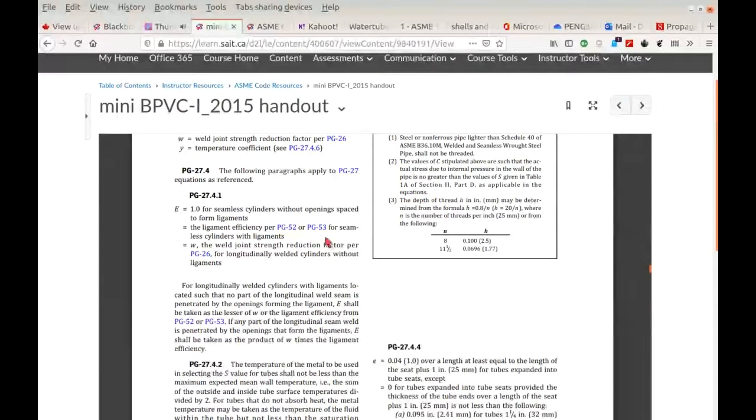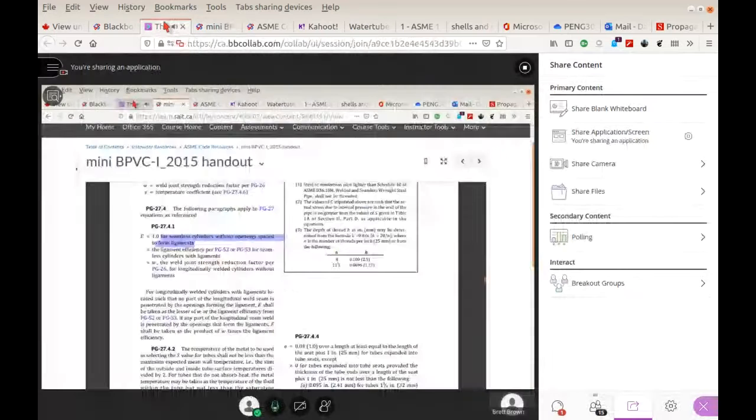So let's go back here. So E is for seamless cylinders without openings, space to form ligaments. And a ligament, I should say, is the actual material that was in between. Anyway, the ligament refers to the material that is left over in between the tubes. Okay, those are what ligaments are. So if I do have ligaments, then what I do is I put the ligament efficiency in. And then these two things, PG 52 and PG 53, that just tells you how to calculate ligament efficiency. All right, so that's E.